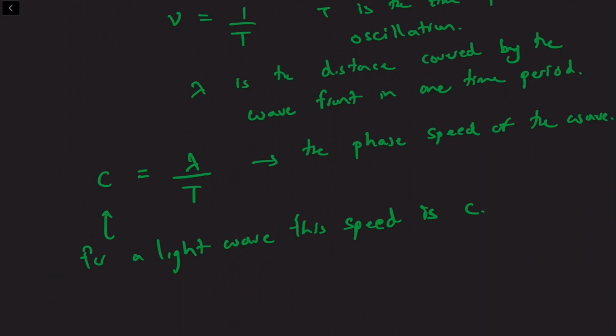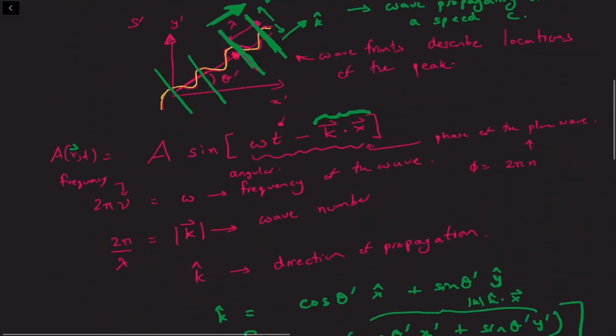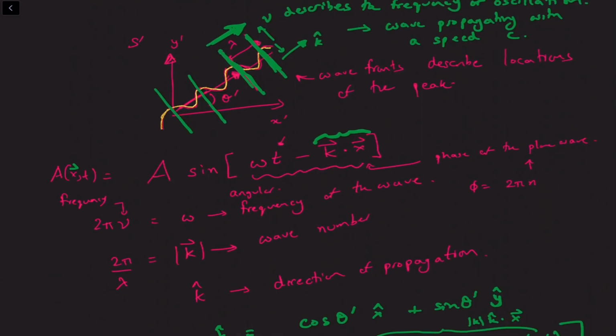Now, one important point is that we know in special relativity, if we go to a different observer describing the same light wave, so let's write down a second observer.